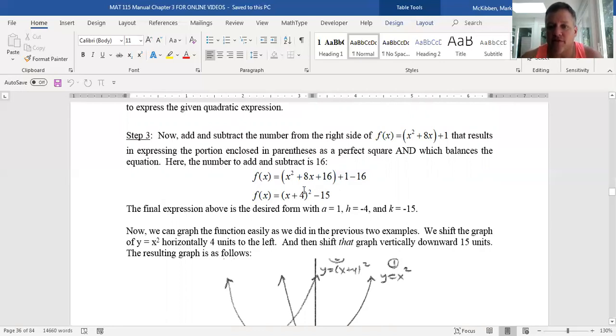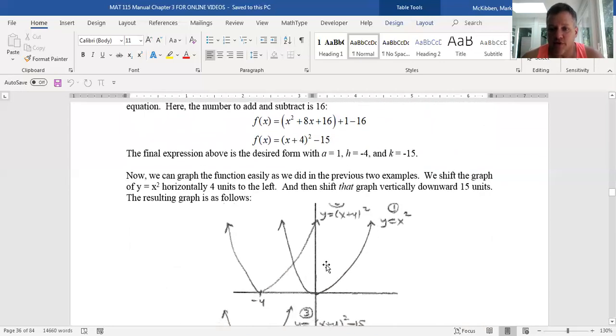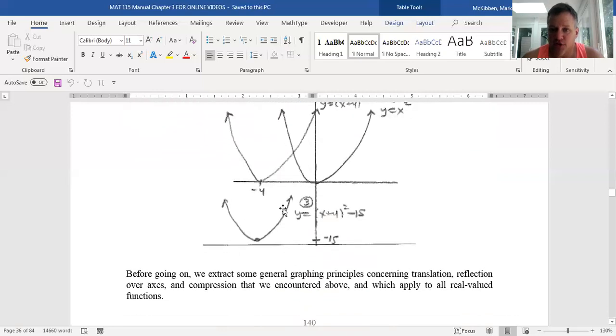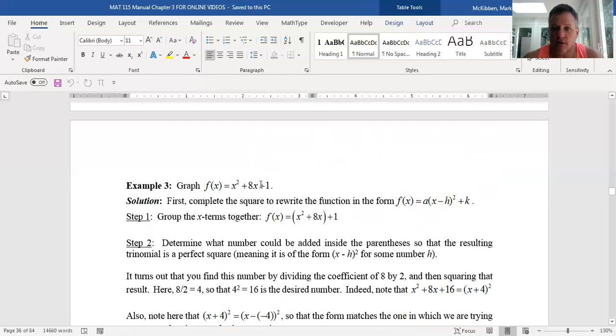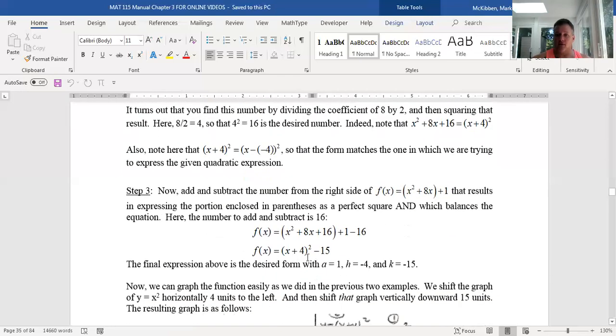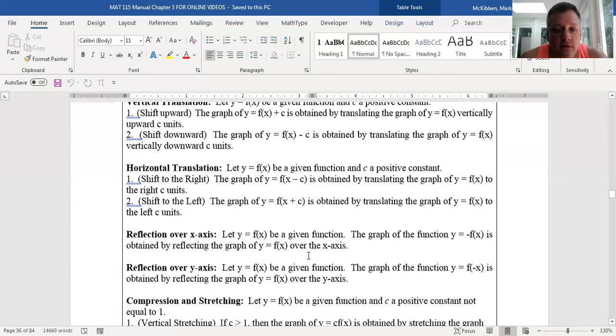All right, so to graph this, I first start with x squared. I move it to the left 4 units because I'm adding 4 inside, and then I'm shifting it down 15 units. All right, so that's the graph of that guy, but that's equivalent to this function. So the only real way to graph this guy is to write it in this form and then use our results.